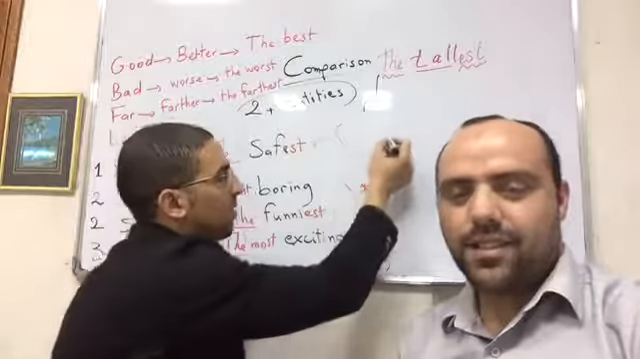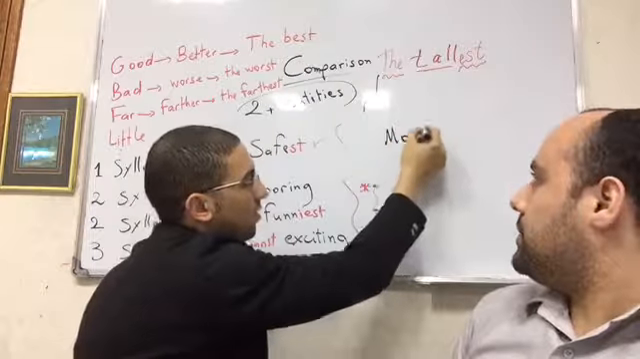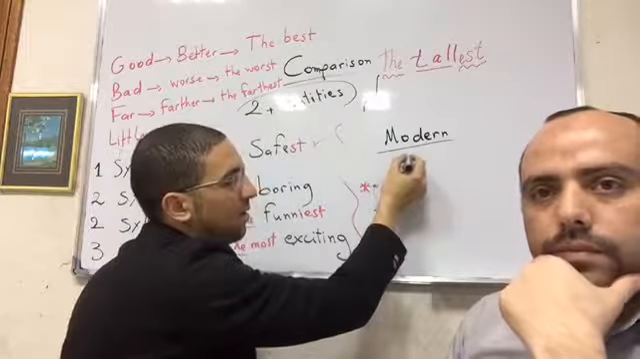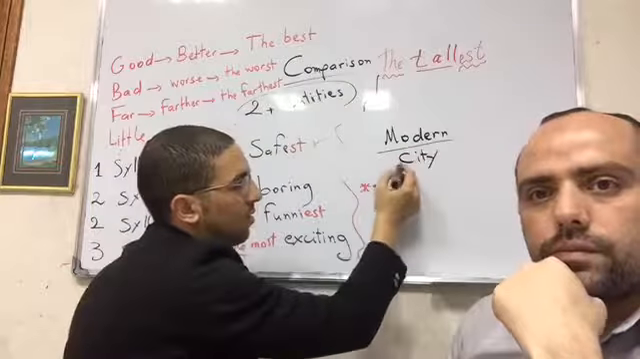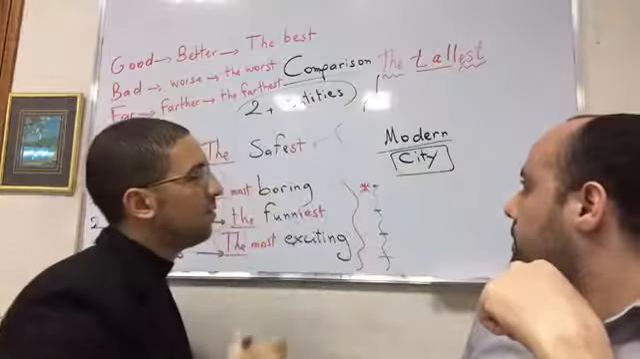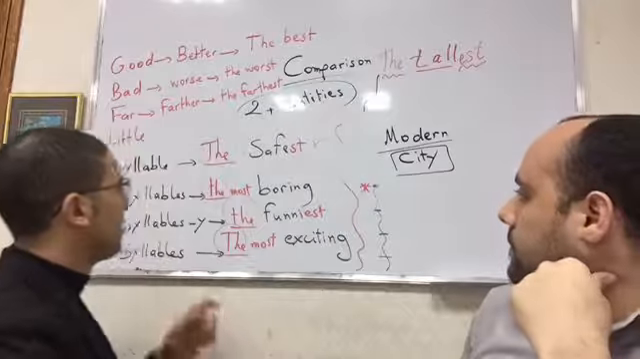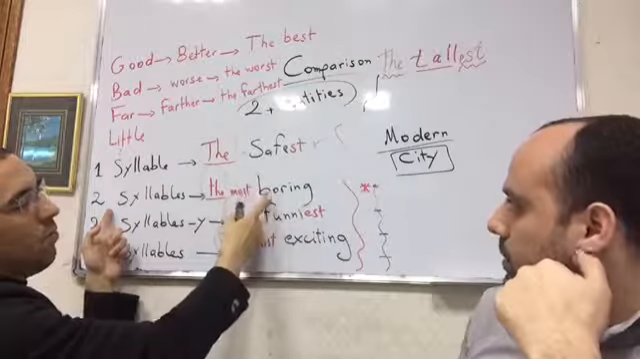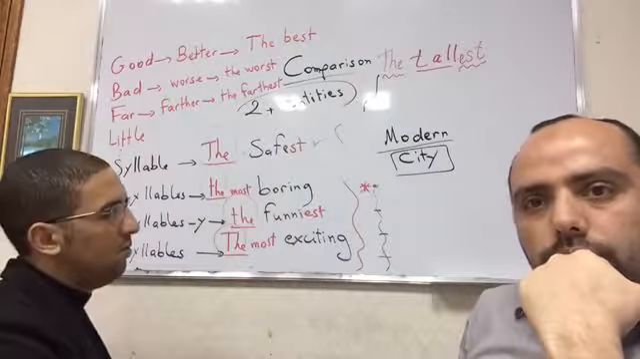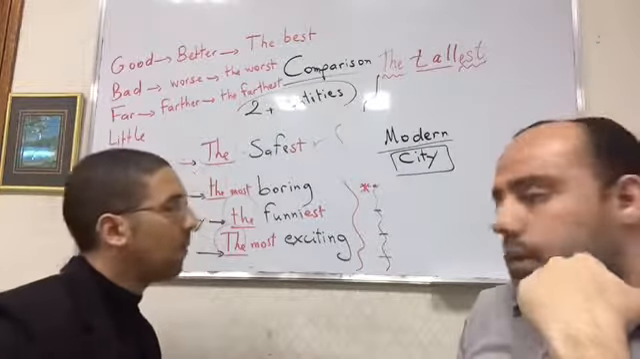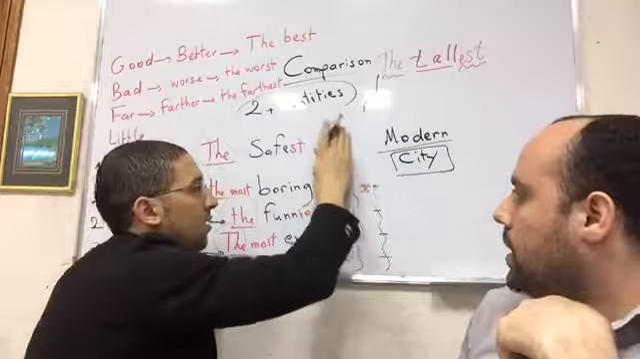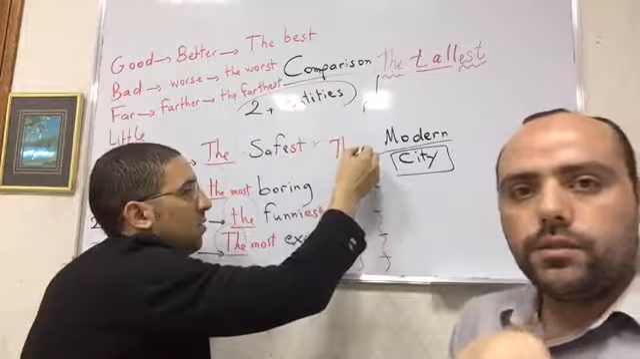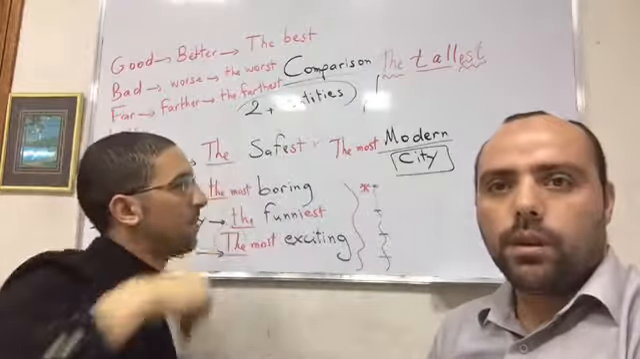Let's give for example the adjective modern, and compare cities here. Modern is a two syllable adjective. It falls here, like boring. So you would use the most. You're gonna say the most modern.